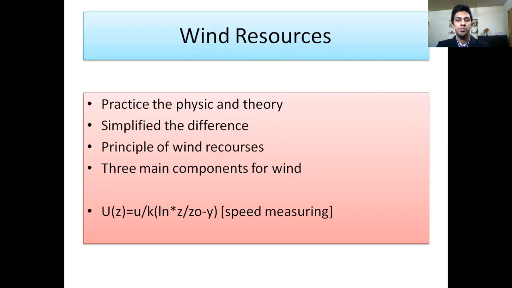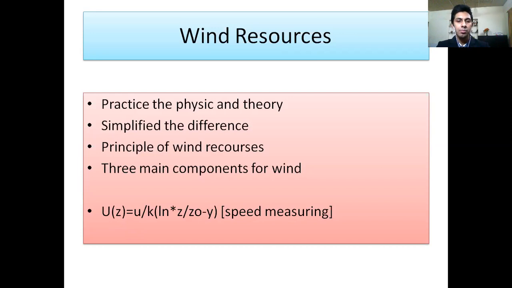Wind resources. Here are the keywords for wind resources. There is a difference between the wind profile during the night and during the day. The simplest form of the wind profile is the so-called logarithmic wind profile. If we consider a height Z, we can see the equation U(Z) equals u* divided by K, times ln of Z divided by Z0, minus Ψ.